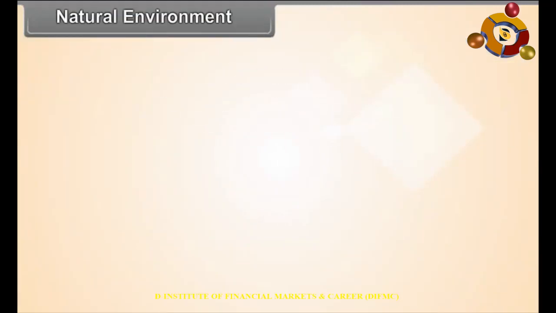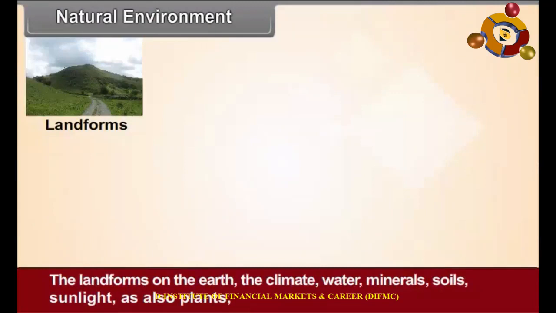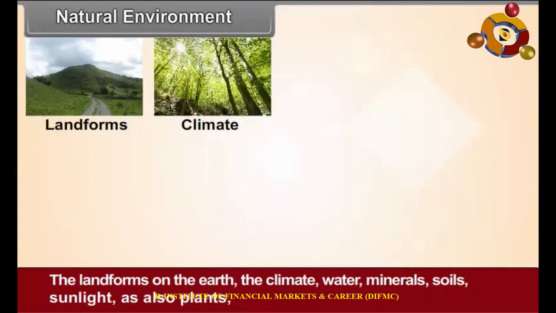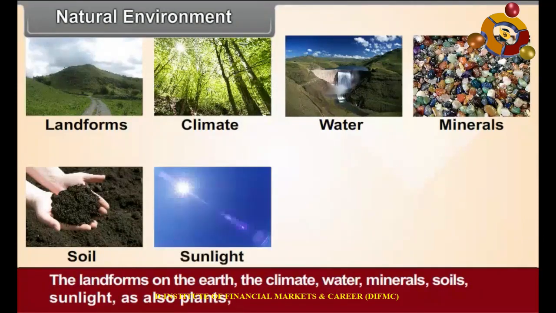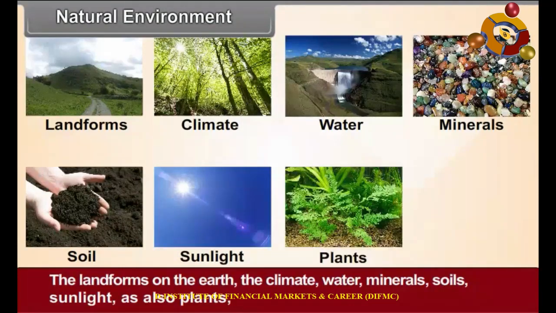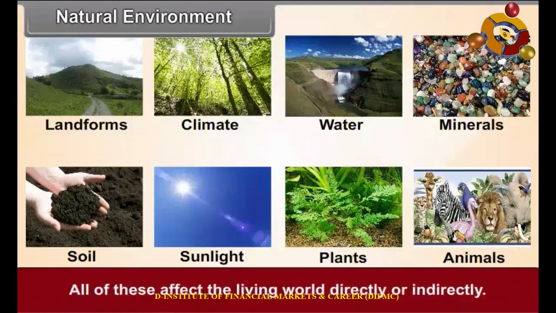Natural environment. All the components which come into existence naturally are included in natural environment. The landforms on the earth, the climate, water, minerals, soils, sunlight, as also plants, animals, etc. are all components of our natural environment. All of these affect the living world directly or indirectly.